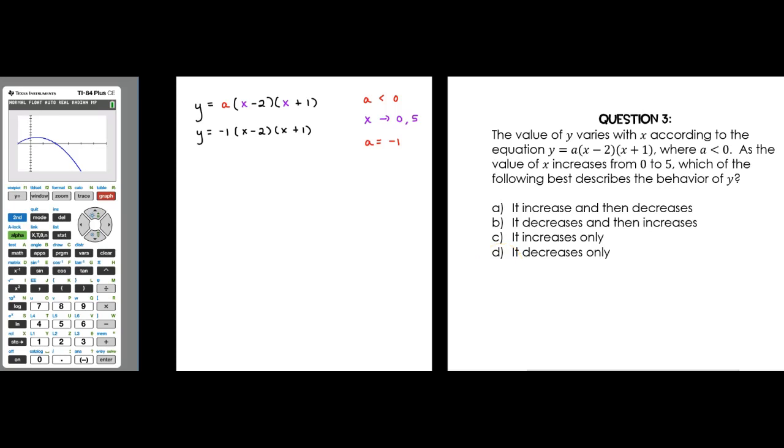Choice D, it decreases only. That will be from the vertex to the right-hand side of the parabola. Since the input values that we're looking at go between the left-hand side of the vertex and the right-hand side of the vertex, that means it will increase for a short time and then decrease. Choice A is the correct answer.